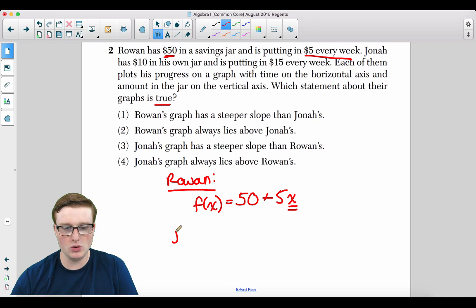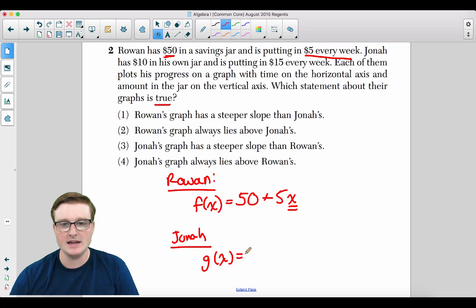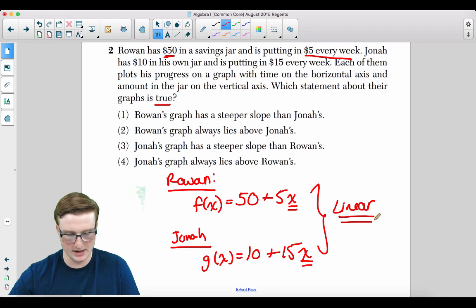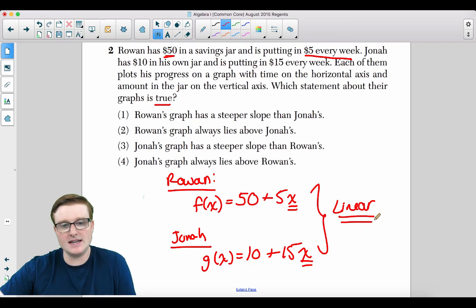And then we have Jonah, who I'm going to call g of x. He has $10, and he's putting in $15 every single week. Again, that x represents the number of weeks. So these, again, are linear functions, just to get your brain going here. So it says, which statement is true? Okay, let's take a look at 1.